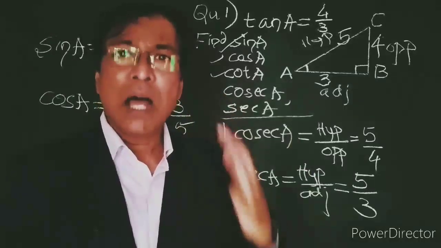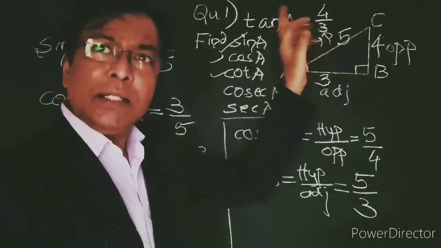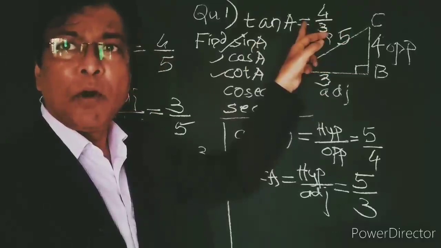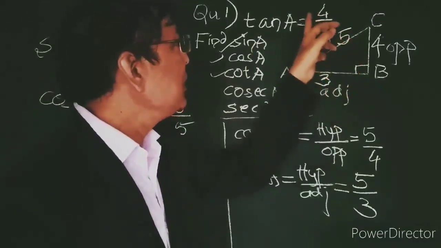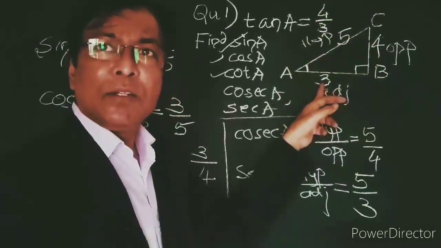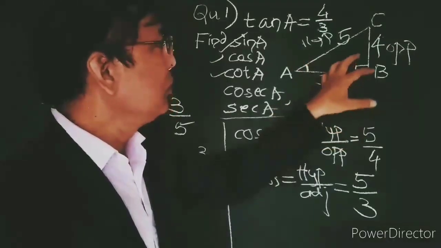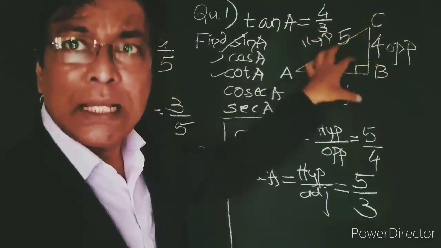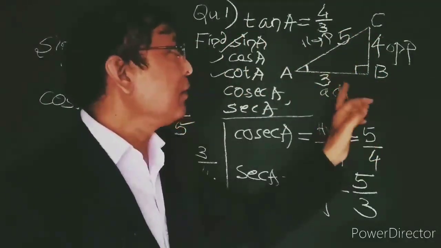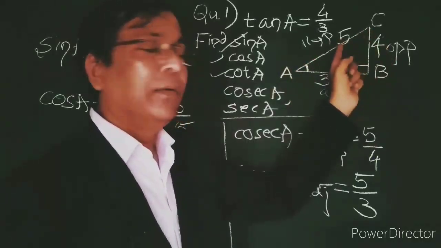I summarize how we did this. Here tan is given. Tan is given means they have given opposite side upon adjacent side value. Opposite side is 4, adjacent side is 3. To find the remaining trigonometric ratios, we must know the length of all three sides of the right angle triangle. Therefore, we have used Pythagoras Theorem to find out the third side and we found it as 5.